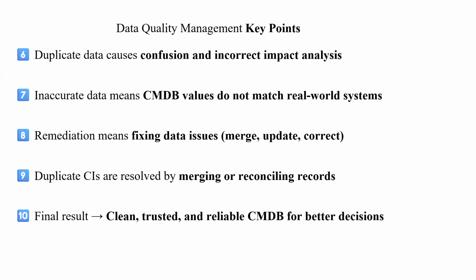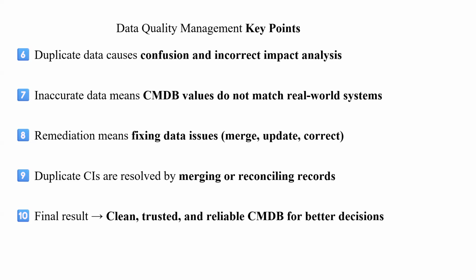Seventh one, inaccurate data means it does not match the real world. For example, CMDB shows 16 GB RAM, but the actual server has only 8 GB. Then it will lead to wrong decisions. Eighth one, remediation means fixing data issues. What types of fixes are there? There are different approaches. Merge duplicate records, update incorrect data, delete unnecessary records. These are the remediation.